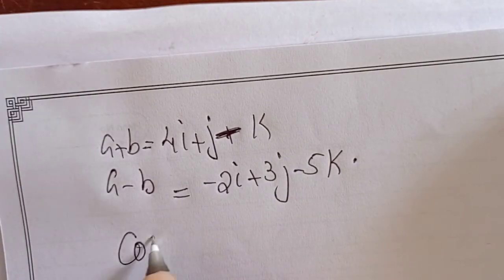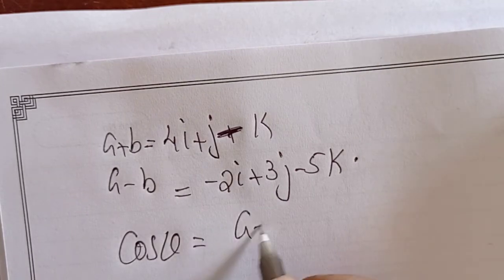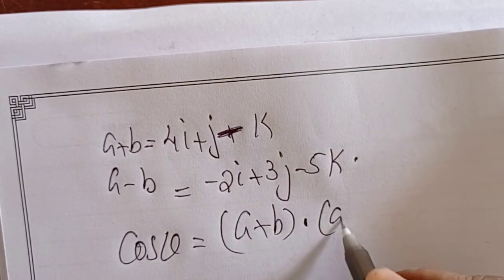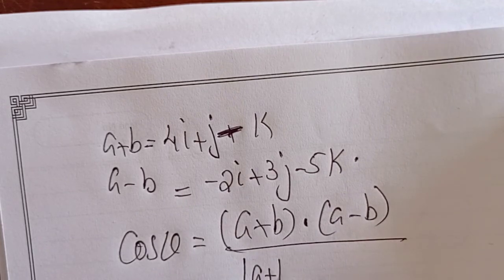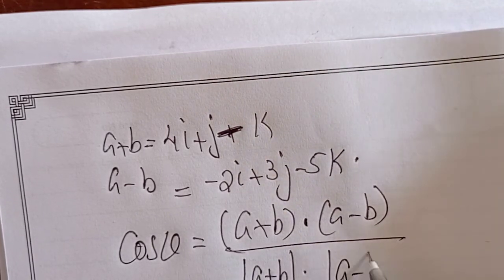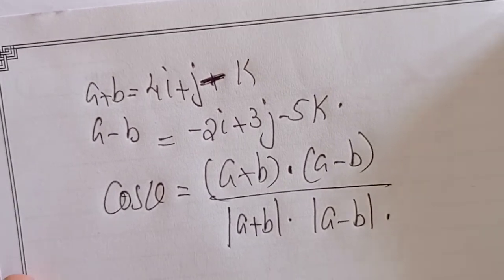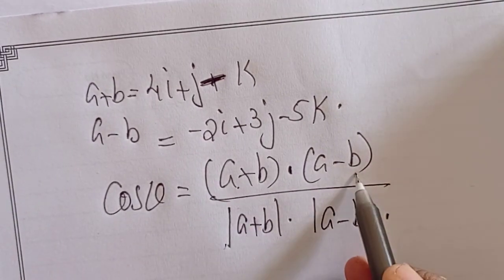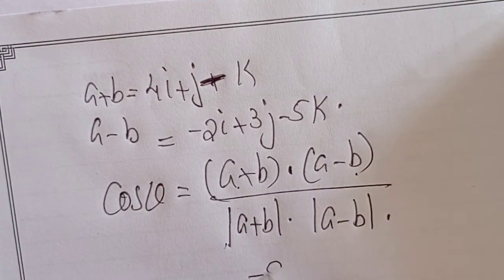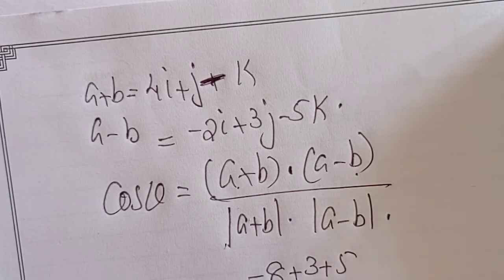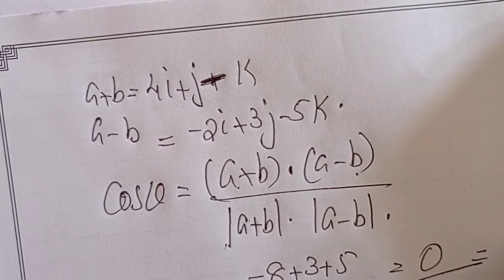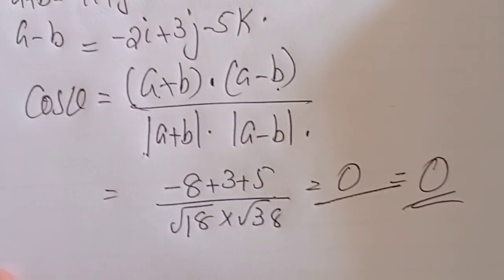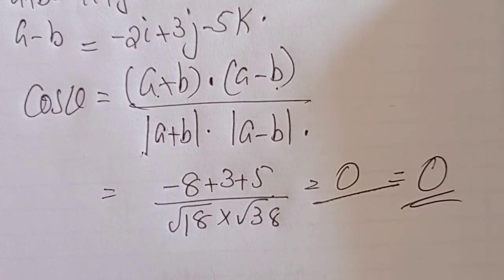Then what is the formula? Cos theta is equal to A plus B dot A minus B by modulus of A plus B times modulus of A minus B. Therefore, A plus B dot A minus B, the answer is minus 8 plus 3 plus 5 by root 18 into root 38. 0 by any number, the answer is 0.